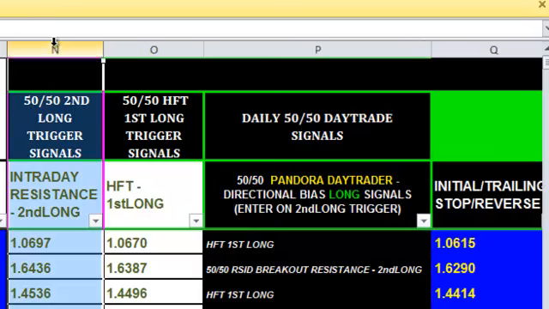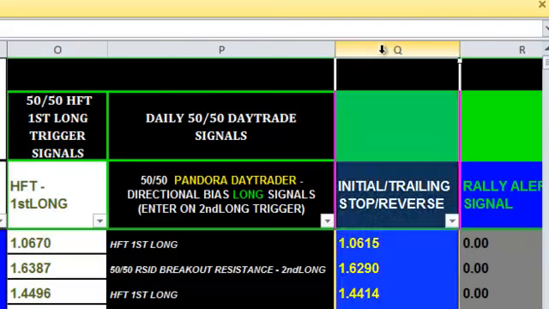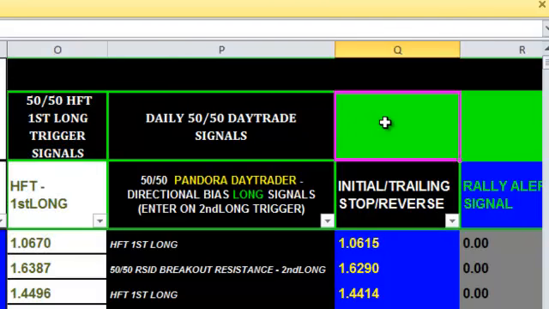This is the 50-50. On all 50-50s where it tells you, you enter on the second long. On high frequency trading, you enter on the first long. It's just that simple. And then here's the stop for that. Again, I recommend starting off in share lots of 100 shares at a time. Smaller accounts, you can do 25 to 50 shares. There's nothing wrong with that. And then look to add to the positions. There's nothing wrong with that.